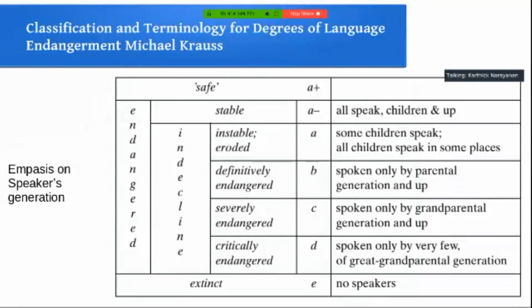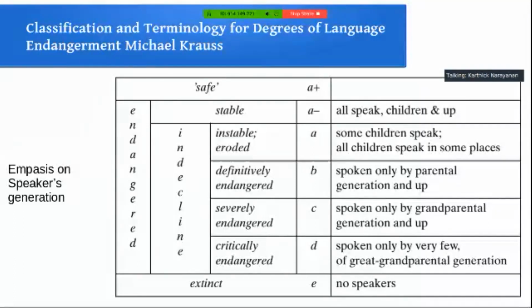Okay, so I'll now continue with Krauss's scales. Krauss brings about a sort of gradation in the category called safe and stable. Now he doesn't make a lot of changes to Wurm's levels. He's only going to rename certain things. So he calls potentially endangered as unstable and eroded. And then the one on the topmost, he says there are safe languages. Then there are stable languages. But again, what is the real distinction between safe and stable? He doesn't really discuss it. He calls the stable ones also endangered, and then you go on to say unstable and eroded languages.